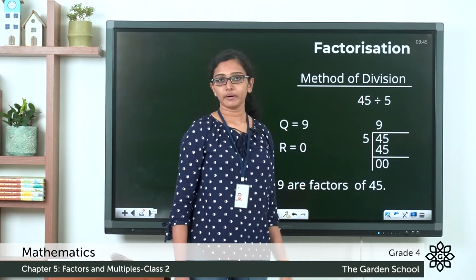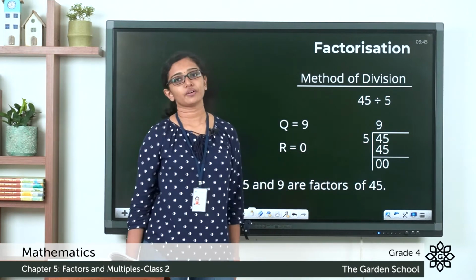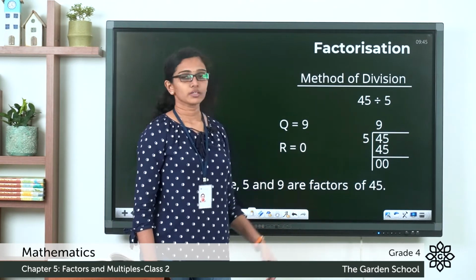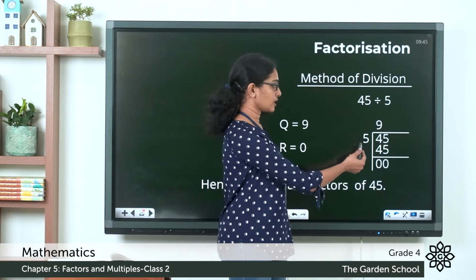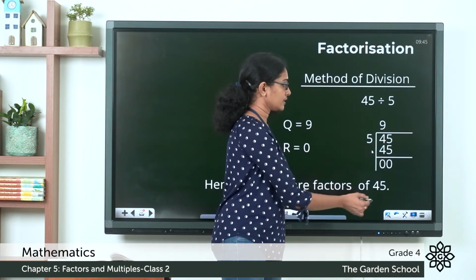Here, 45 divided by 5. And how many 5s will go in 45? 9 5s will go in 45. We know 9 5s are 45. So, we have written that here.